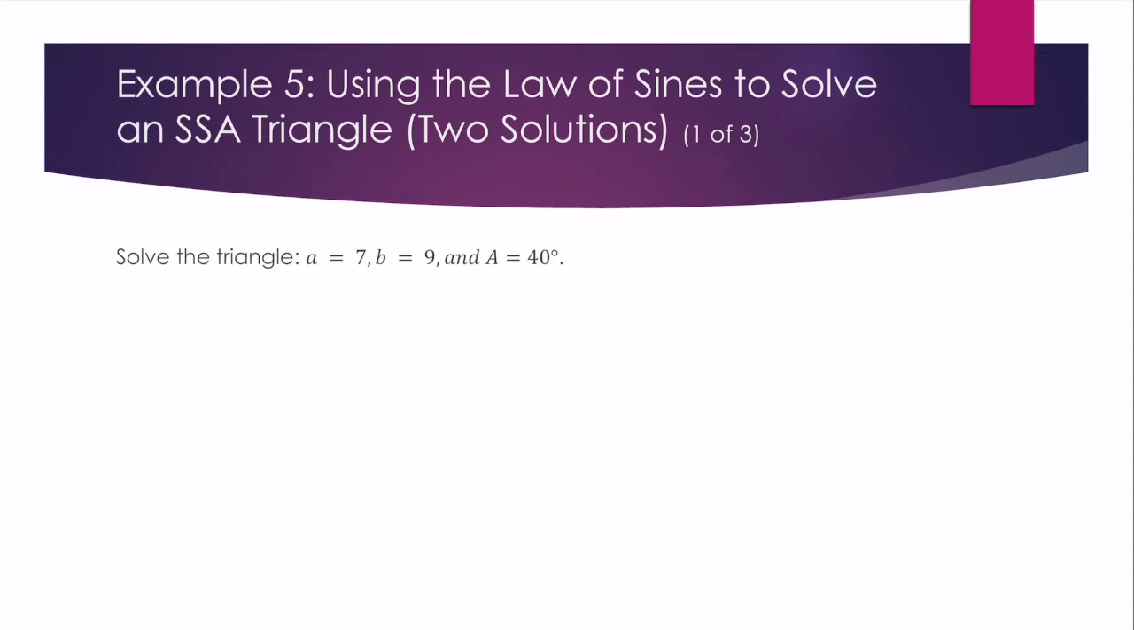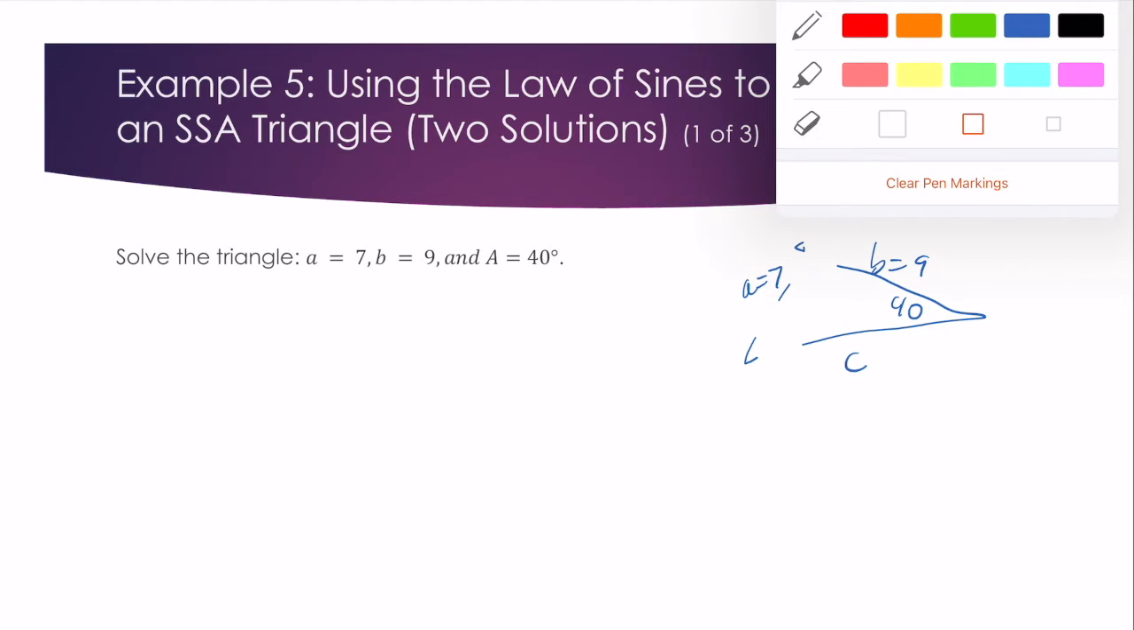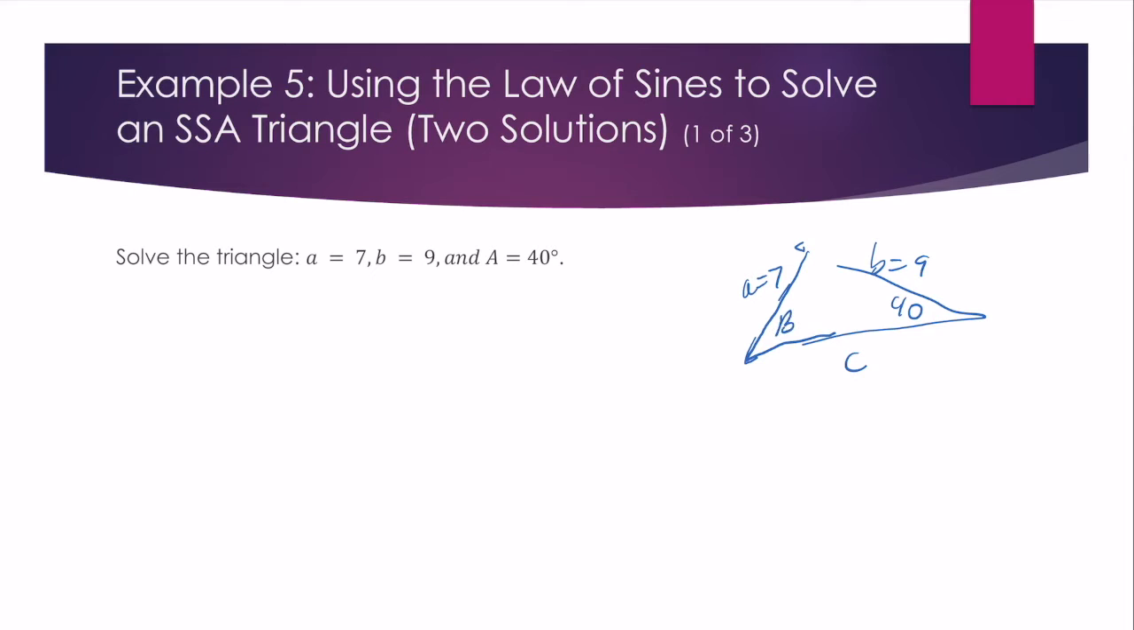So let's work through example 5 before we start looking at some applications. I have a is 7, b is 9, and A is 40 degrees. I need to find little c and then angles B and C. I labeled everything wrong in this triangle. Okay, this is B, this is C, and I know A. A is 40. Because I know length b, I think finding angle B would be the best place to start.